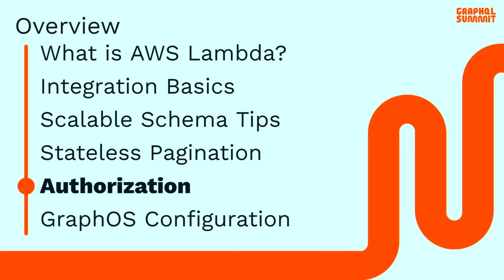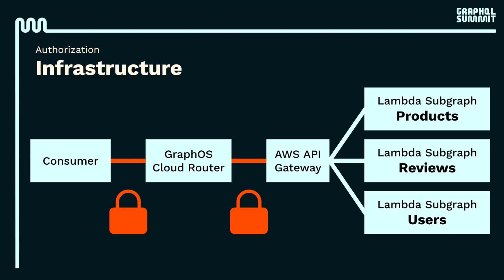So now that we have that set up, let's talk about authorization, something that's very important for cloud routers. Looking at our infrastructure on a high-level view, we've got our consumer, we've got our GraphOS cloud router, we've got our API gateway, and then we have our subgraphs that are behind all that. So there's two very important pieces we need to secure. The consumer will have authorization and authentication associated with it, and then for our API gateway, we need to have some guarantee that it's our cloud router only that's accessing this gateway, as accessing arbitrary entities is a security risk.